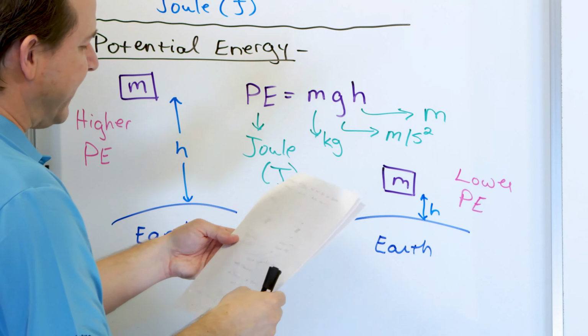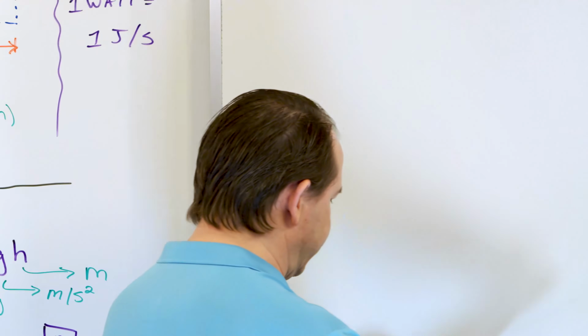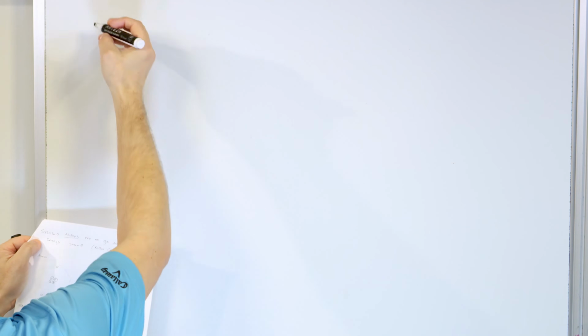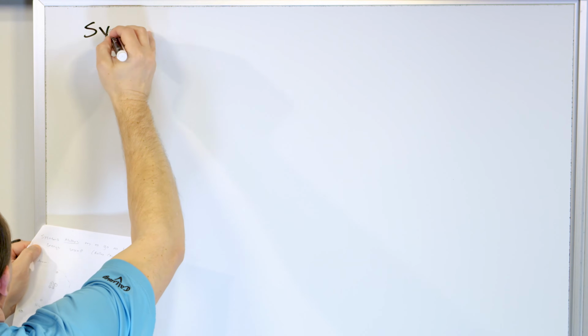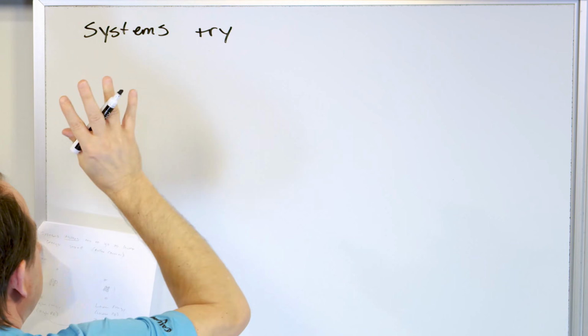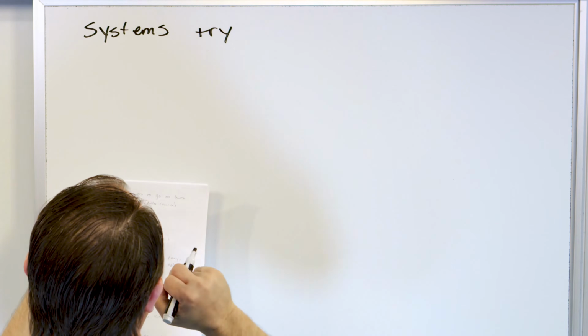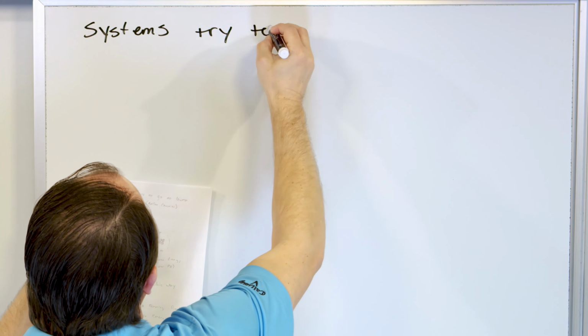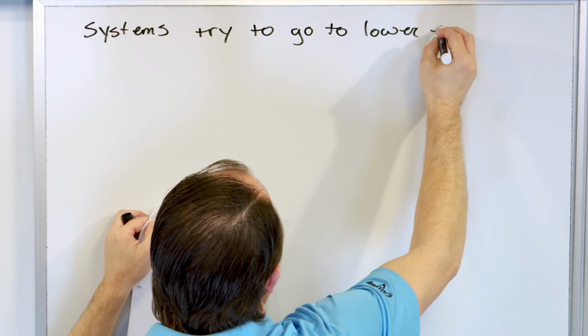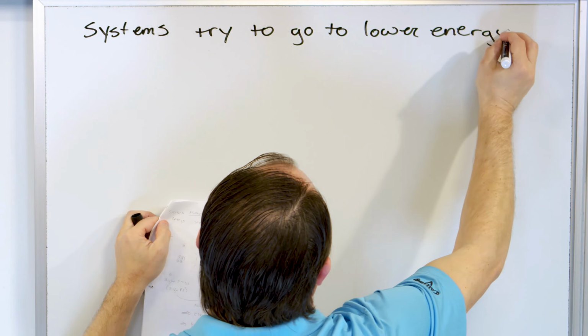Now we need to talk about the last of the important ones here, which is the kinetic energy. And actually, before I get to the kinetic energy, I'm just going to tell you some things that I've said in words, but we're going to talk a little bit about chemistry on this board here. I'll just say systems, in general, I mean, there's always counterexamples, generally try to go to lower energy states.